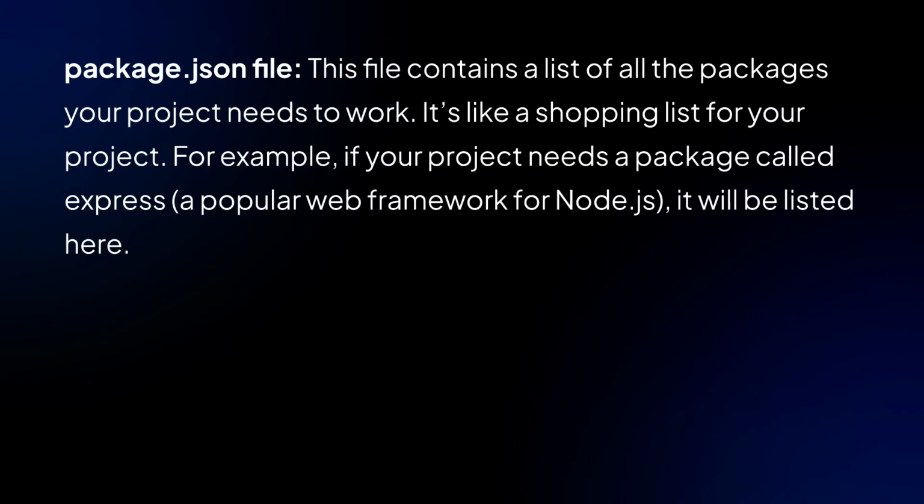So here is a simple breakdown of every terminology. Now, package.json file. This is the file that contains all the packages your project needs to work. It's like a shopping list for your project. For example, if your project needs a package called Express, a popular web framework for Node.js, it will be listed here. What that simply means is that everything that you need for that project, you are going to list in the package.json file. You understand?